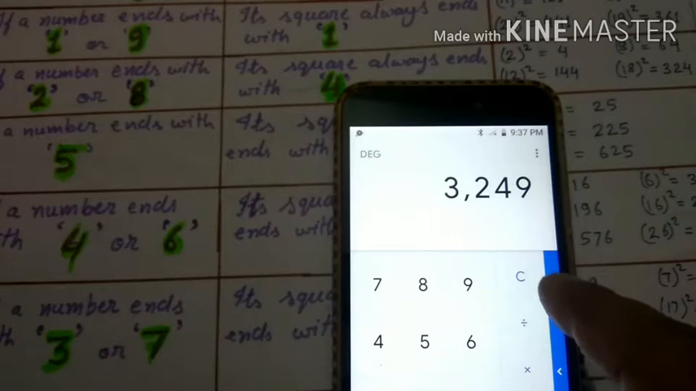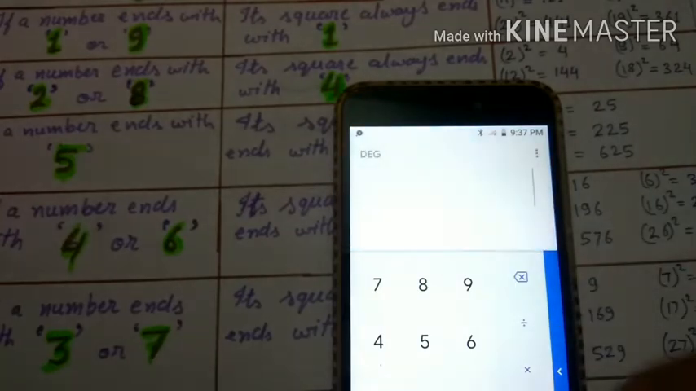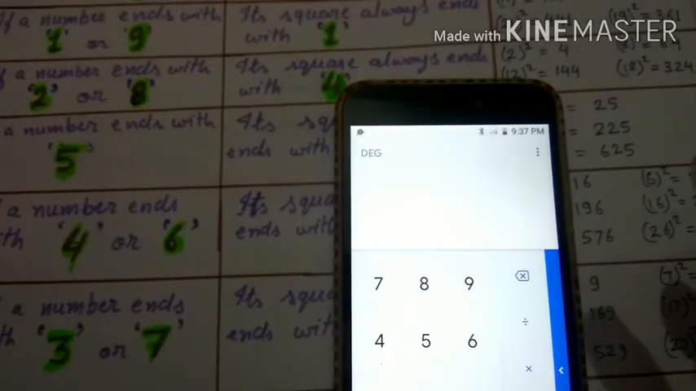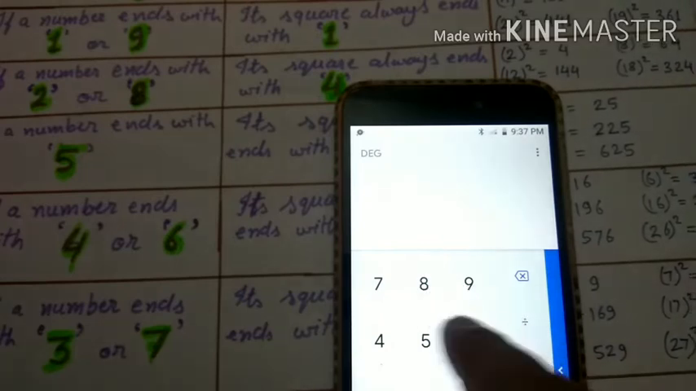Or suppose we have to take the square of a number that ends with 4, like 64.